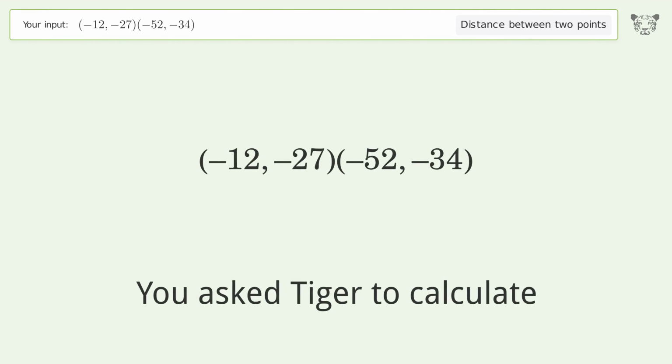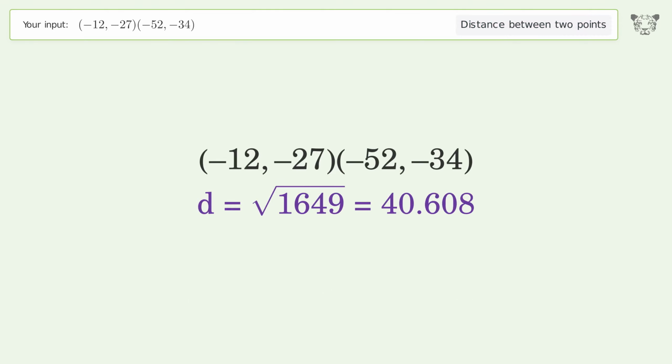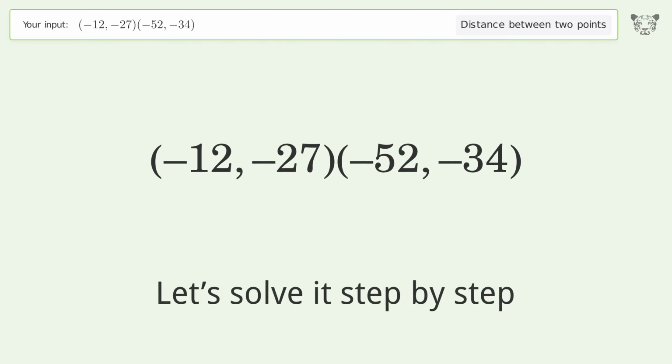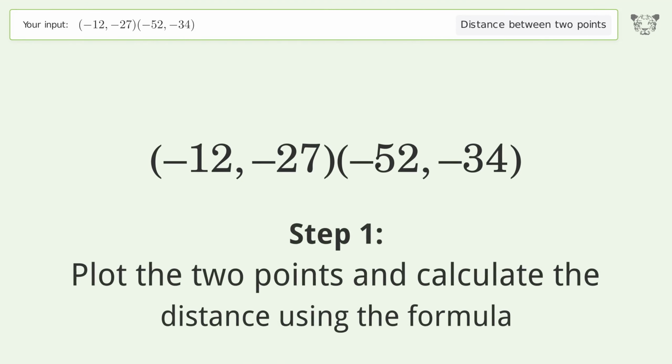You ask Tiger to calculate. This deals with the distance between 2 points. The distance between the 2 points is the square root of 1649, or 40.608. Let's solve it step by step. Plot the 2 points and calculate the distance using the formula.